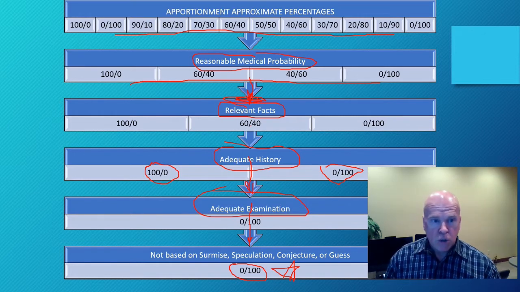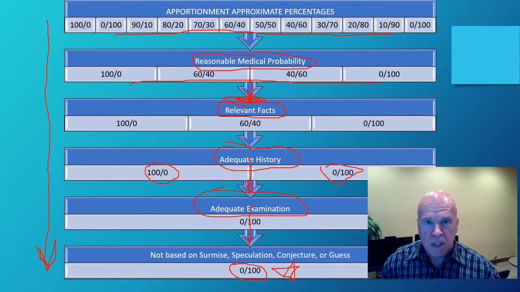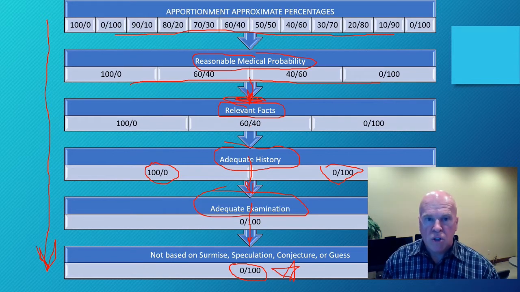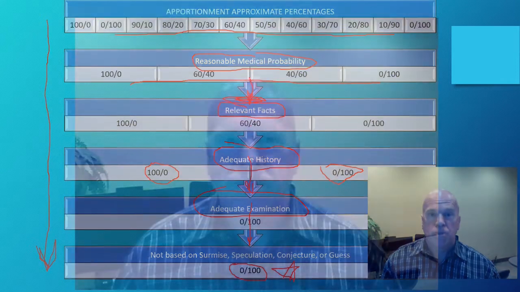So you can use this check sheet in every single case wherein you have to provide an apportionment determination within the body of your report, and this check sheet will help you arrive at true, accurate, correct, and substantial apportionment approximate percentages. So doctors, I hope this helps you.